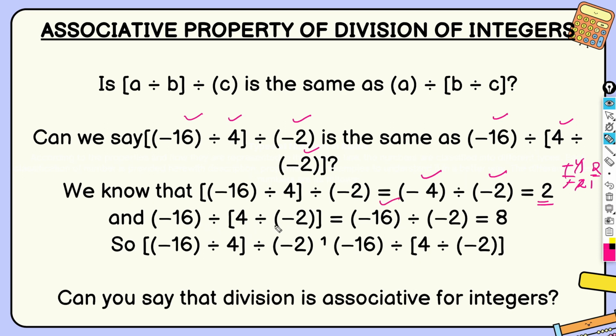Whereas if we take this as minus 16 divided by the quantity 4 divided by minus 2, first we'll work out the problem in the brackets. So 4 divided by minus 2: 2 ones are 2, 2 twos. That is 2, and plus by minus is minus. So the result is minus 2.